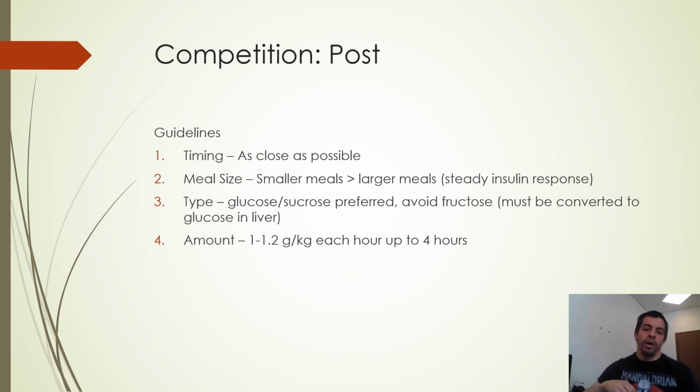The type, we're going to prefer glucose and sucrose over fructose. Once again, what's that physiological underpinning? Why would we prefer glucose? Well, glucose is what we actually metabolize within our muscle, right? Fructose, after it gets absorbed from the small intestine, has to be sent to the liver, and then the liver must convert fructose to glucose. So it's just extra steps in the process. It's not going to refuel you as quick as possible.